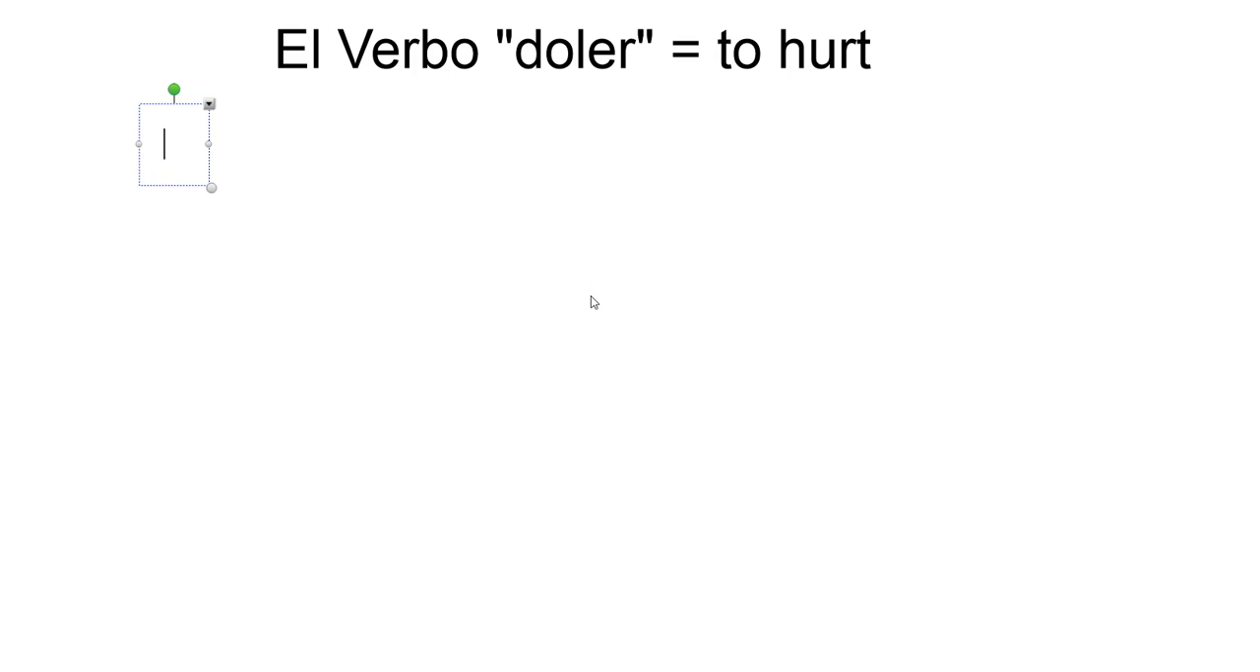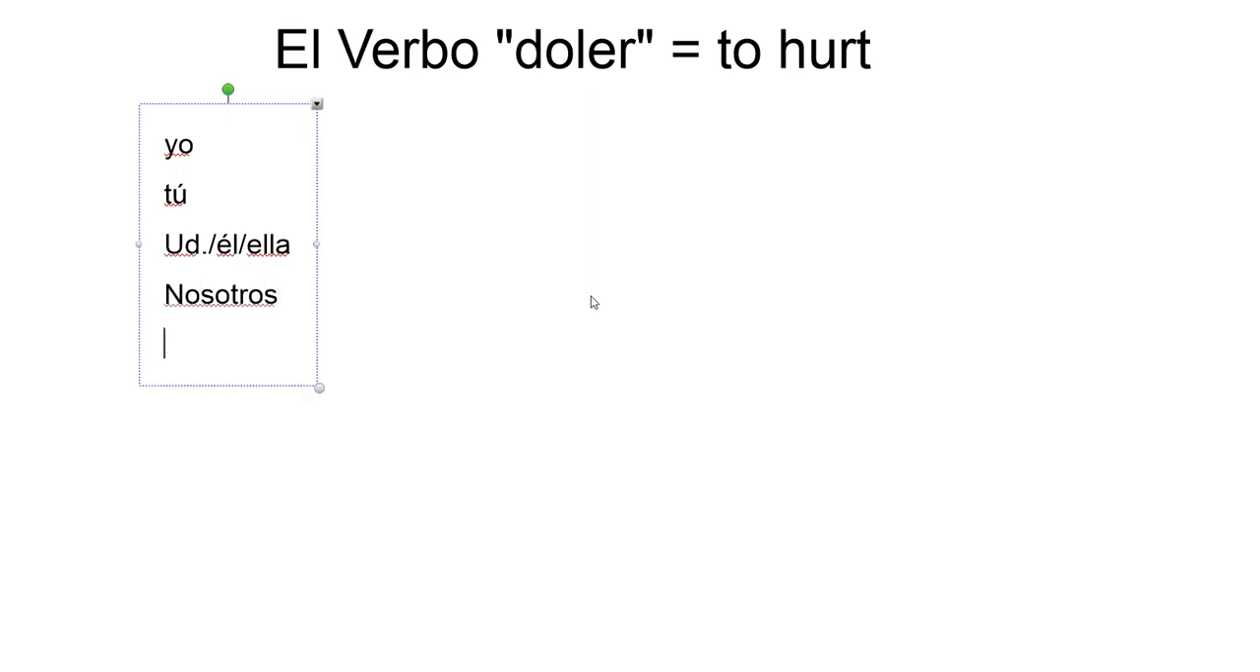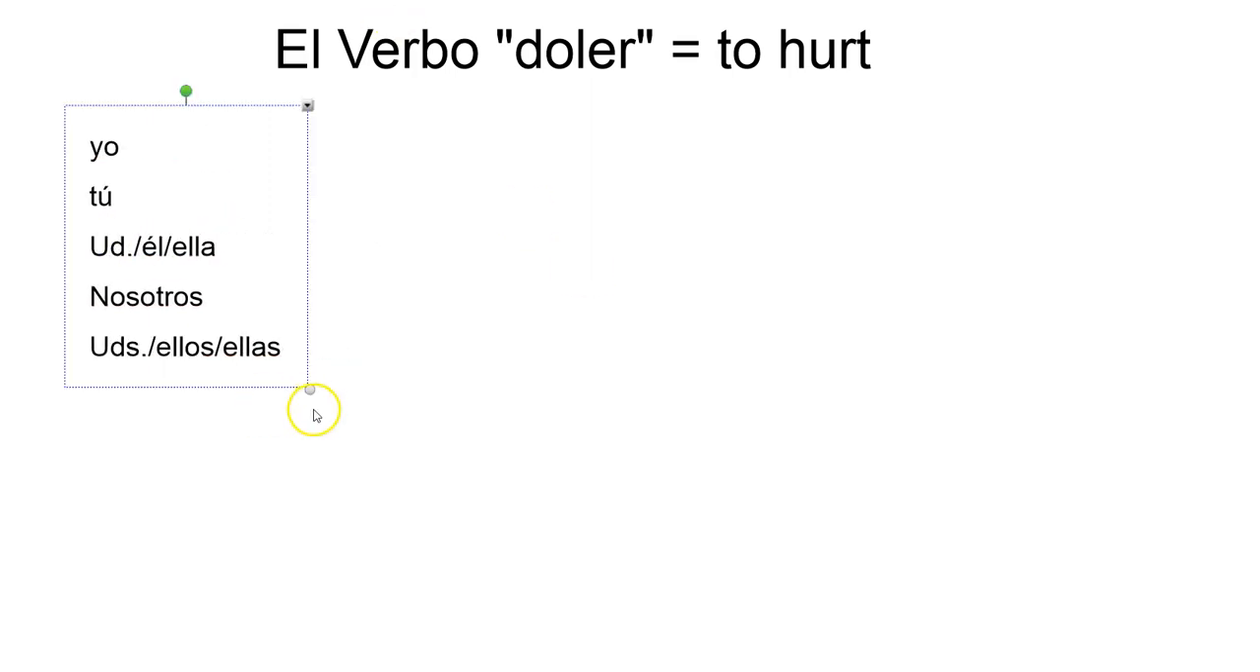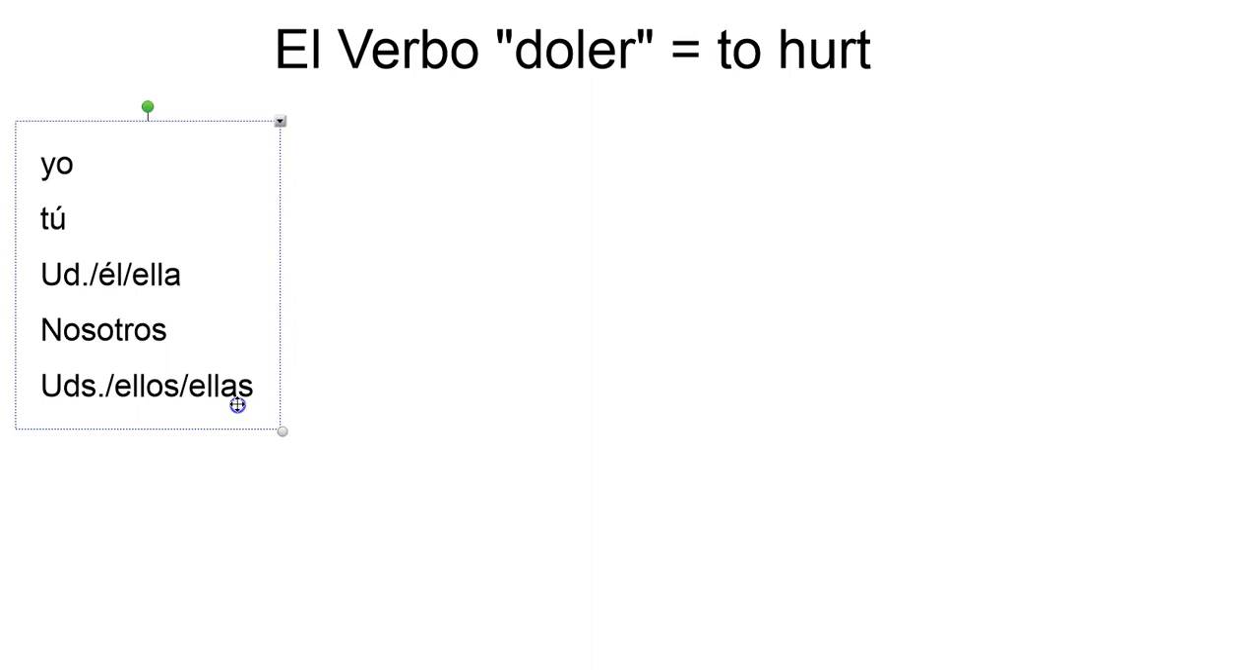use with doler. Instead of using the normal pronouns, yo, tú, usted, él, ella, nosotros, and ustedes, ellos, and ellas. Those are our normal pronouns, subject pronouns. We're going to use different pronouns. We're going to use basically a new set of pronouns, and here they are.